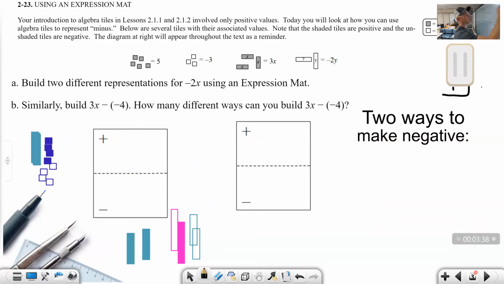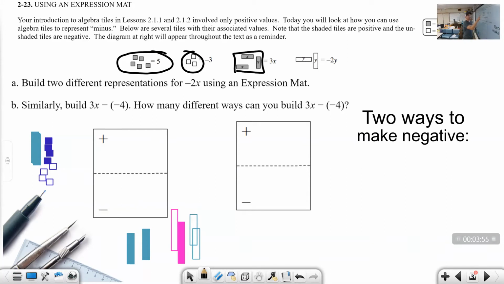You got to remember that because we're looking at all these examples of how this works. So you've got this and you're like, okay, there are 5 shaded singles. 5 shaded singles says 5 positive tiles. Here's 3 empty tiles. That's negative 3 tiles. I have 3 shaded x's. That's a positive 3x. I have 2 empty y tiles. That's a negative 2y. Okay, that's just a reminder of what these look like.